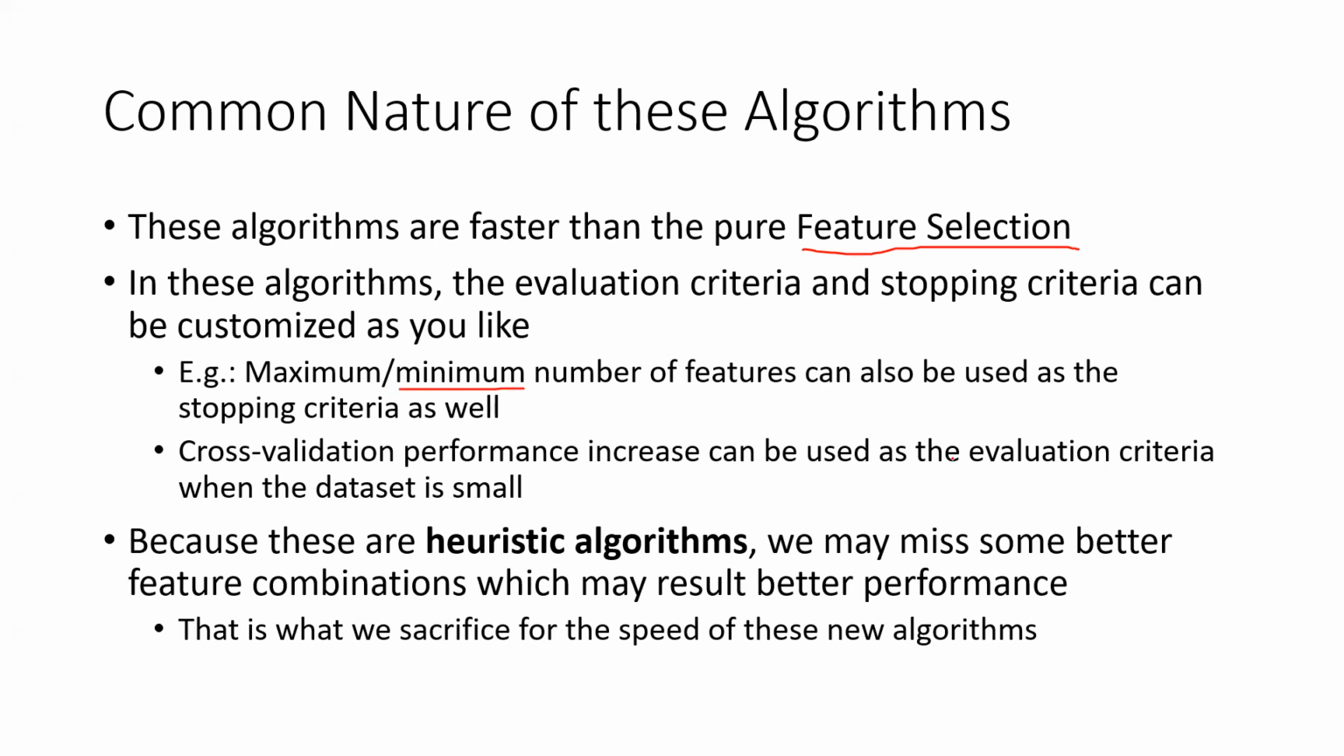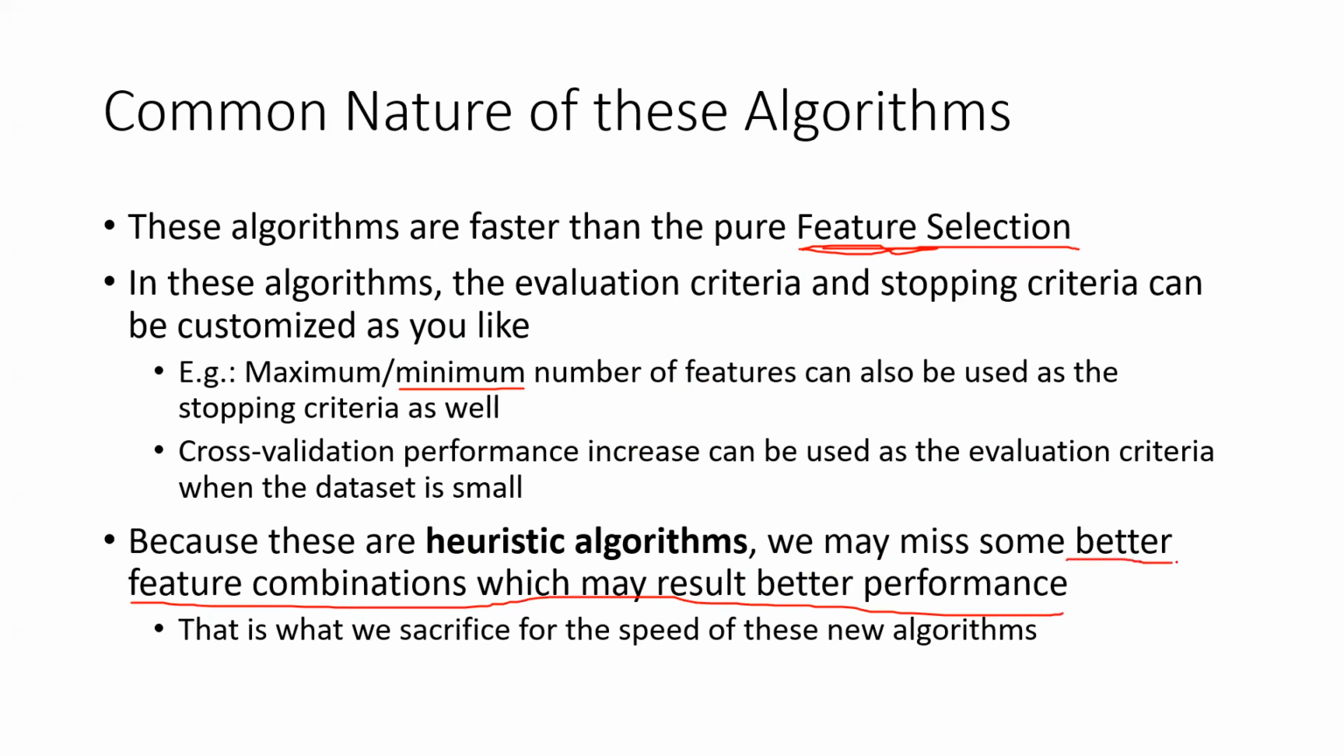And these are heuristic algorithms. Because these are heuristic algorithms, the time it takes to find the solution is faster, right? But the downside is that because we are following a certain algorithm, we may miss some better feature combinations, right?